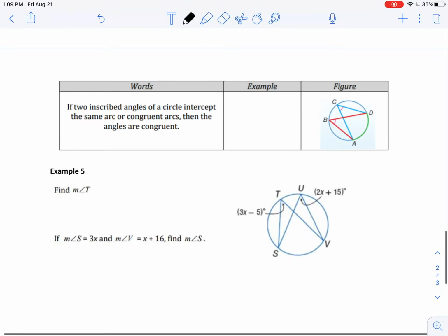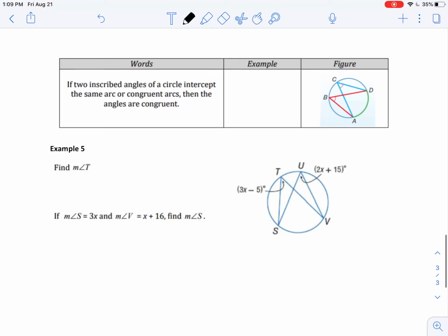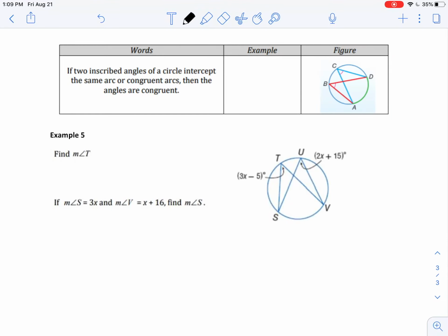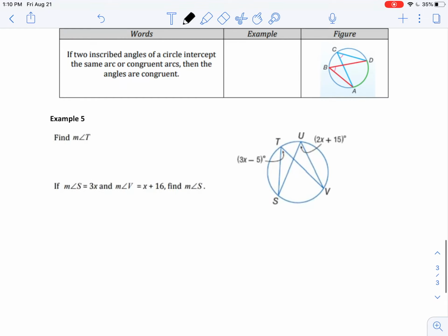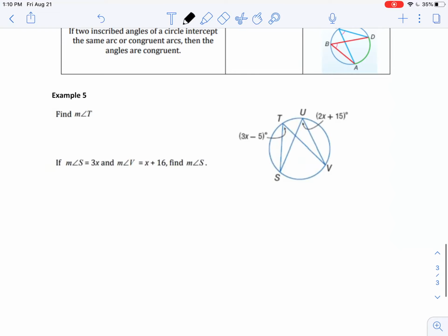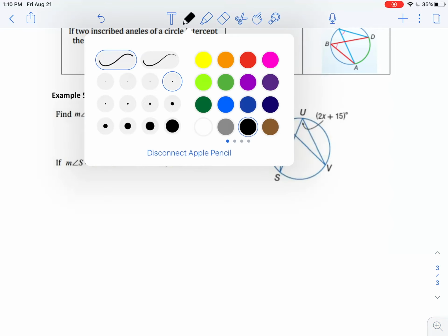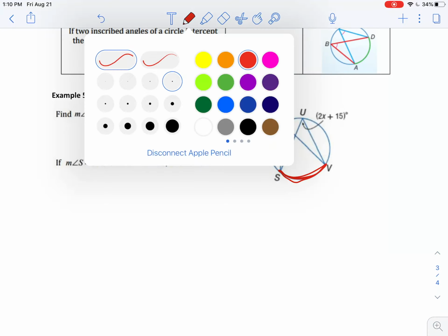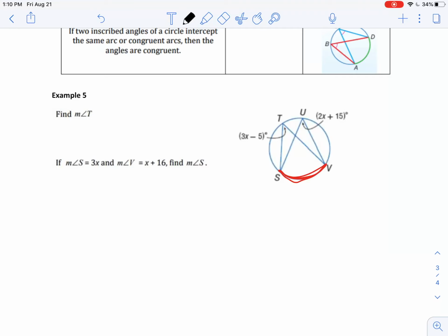All right, a couple more quick ones. If two inscribed angles of a circle intercept the same arc or congruent arcs, then the angles are congruent. So basically the same thing as the previous one. Since these two angles subtend the same arc, these two angles are congruent.